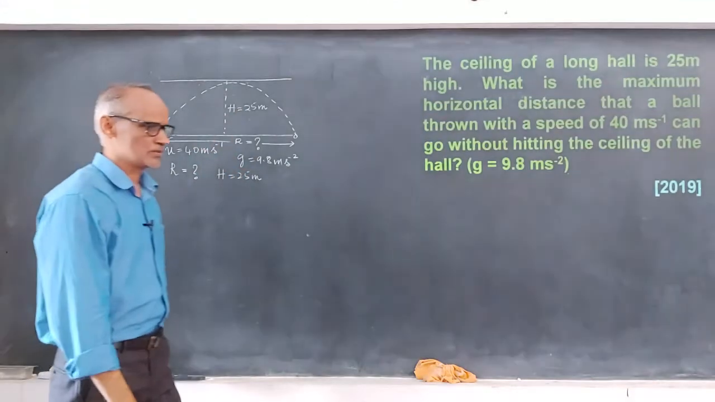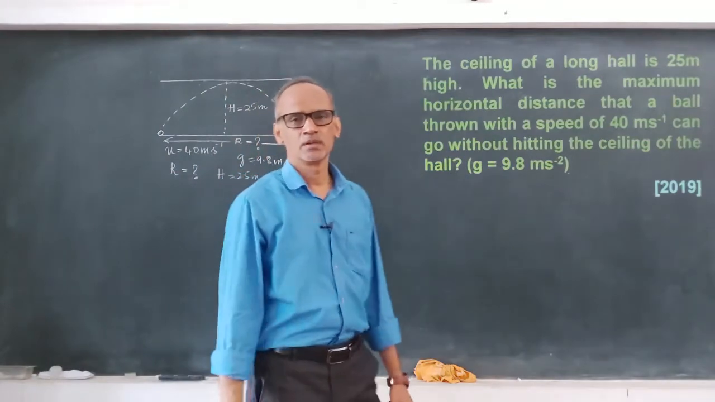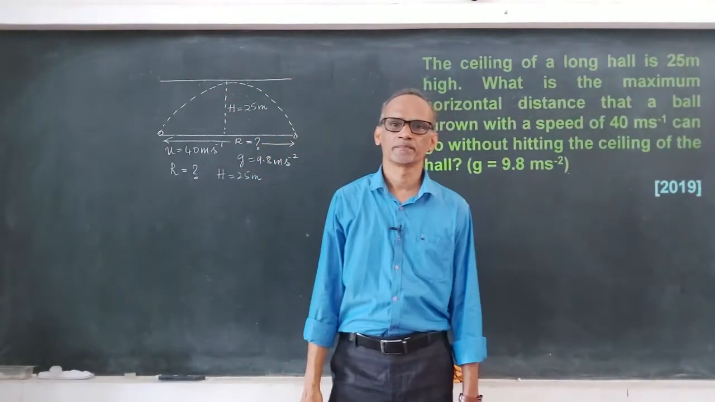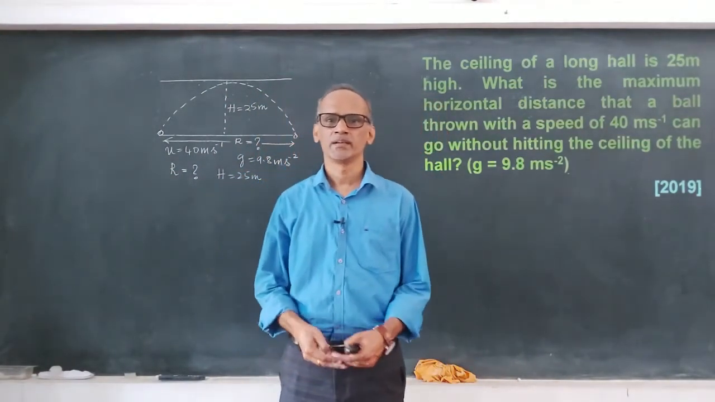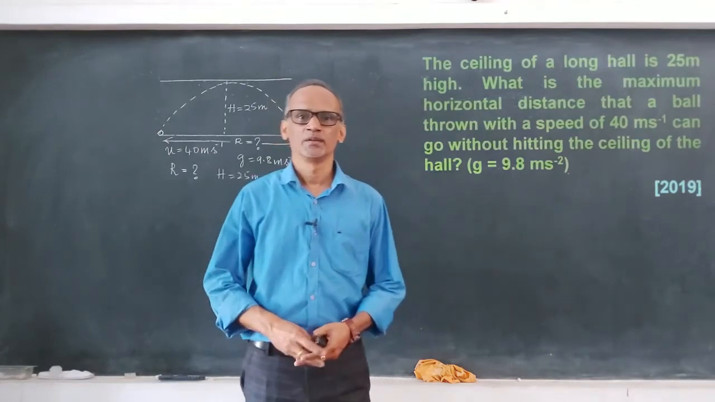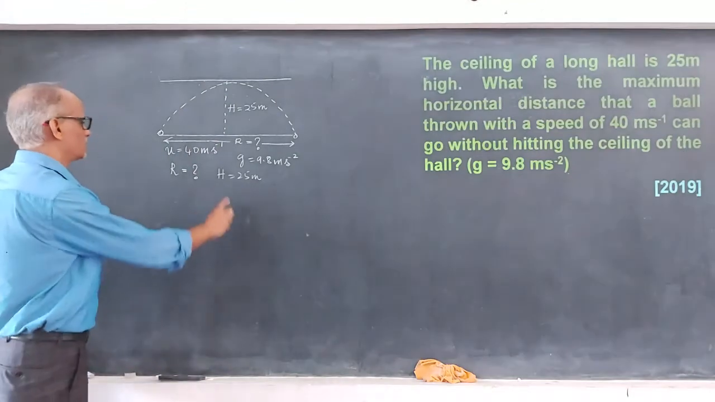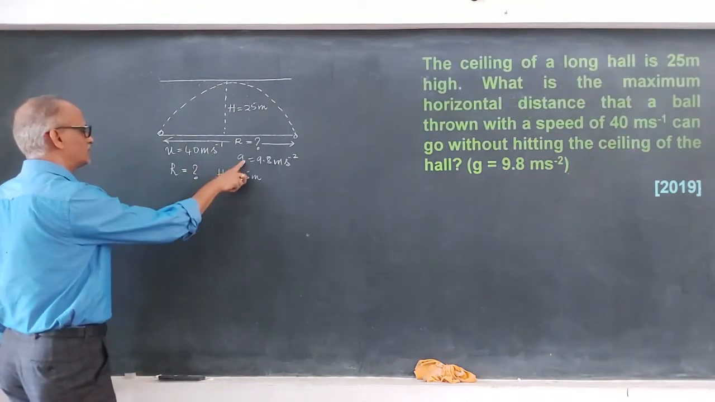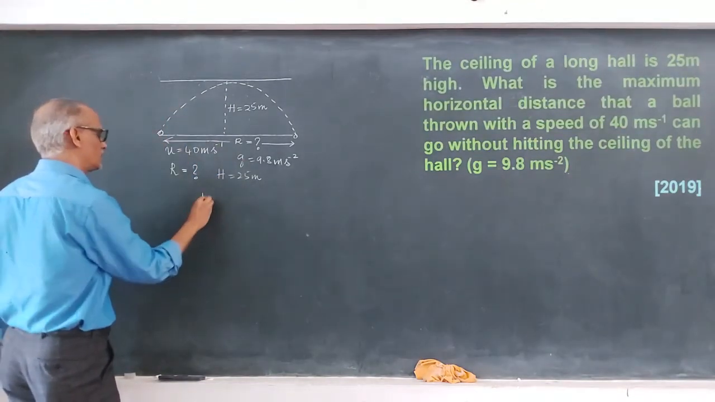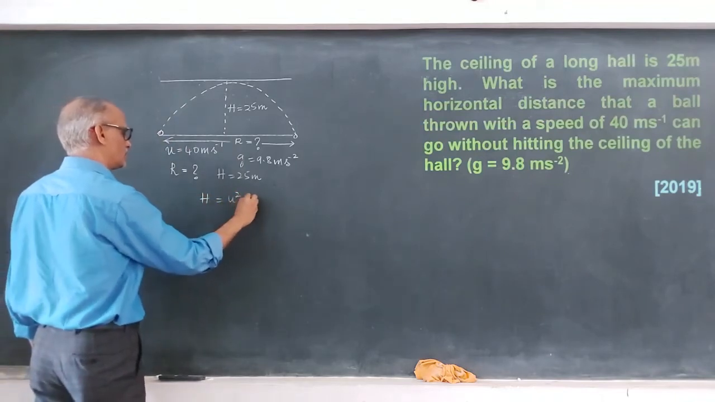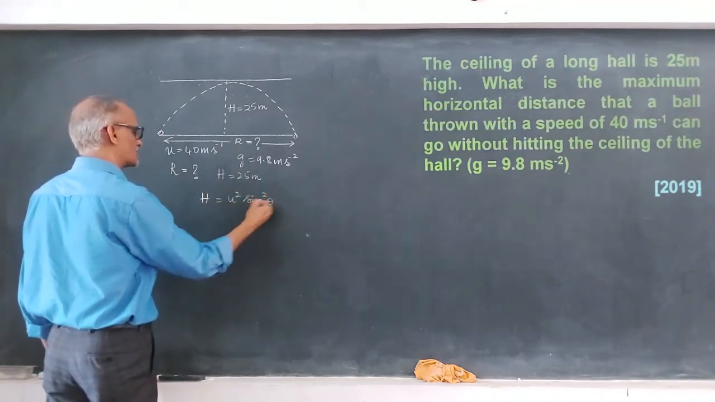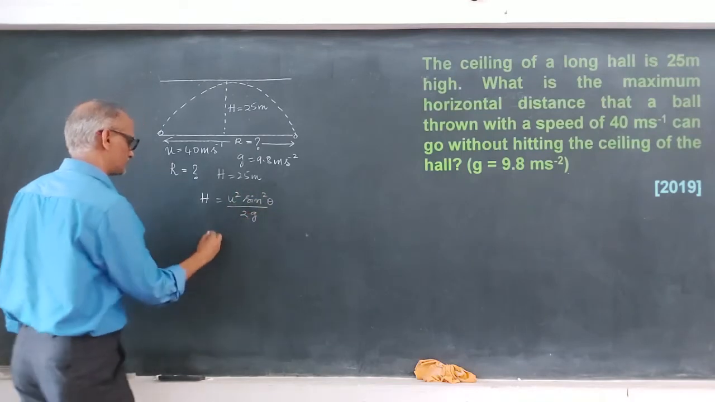Here we cannot use R max is equal to 4h because theta is not given. Here theta is not 45 degree, it is not mentioned in the question. So that is why we have to find that angle of projection. When I know the value of h, u and g, I can find theta. How? Use the formula h is equal to u square sine square theta by 2g.